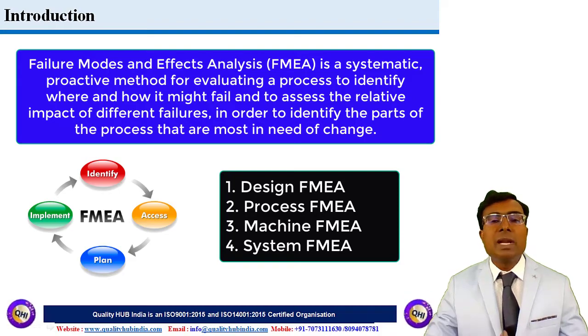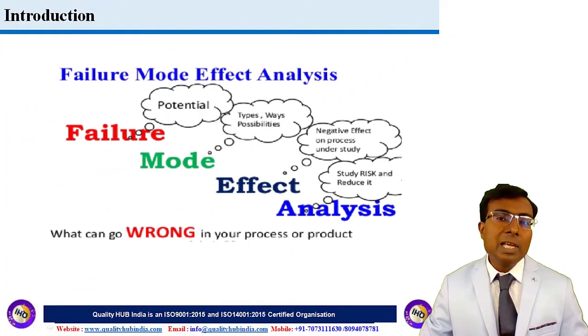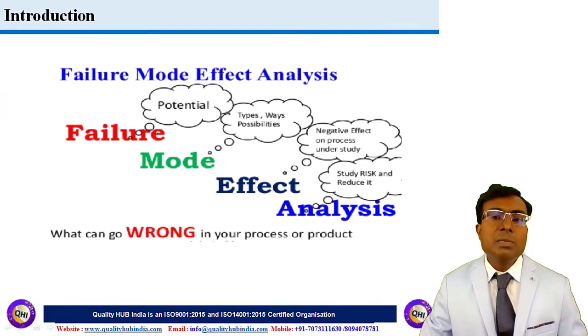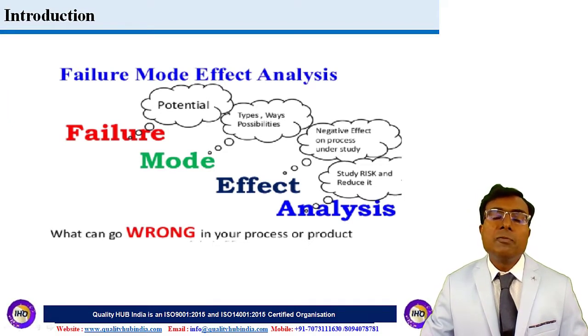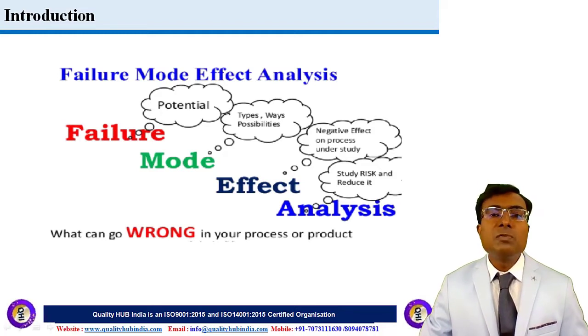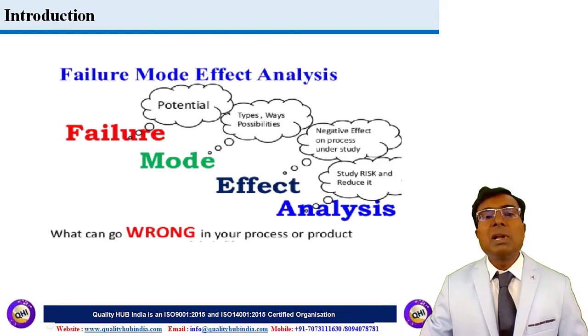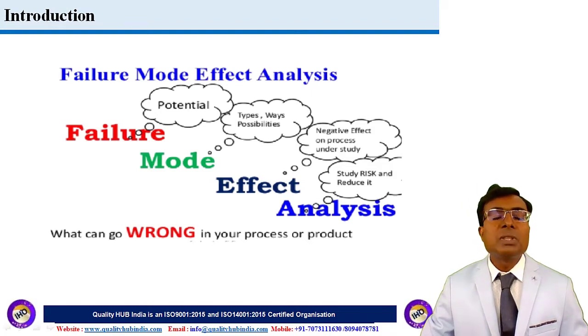So FMEA is a preventive tool which helps us in identifying the failure modes, prioritizing them, and initiating suitable countermeasures so that we can reduce the failure cost, increase the credibility of the organization, reduce the development time, and achieve the organization's objective. When we talk about failure modes, it refers to any defect or error in a design, process, or item which affects the customer. Effect analysis refers to the study of the consequences of failures which might affect the customers or end users.